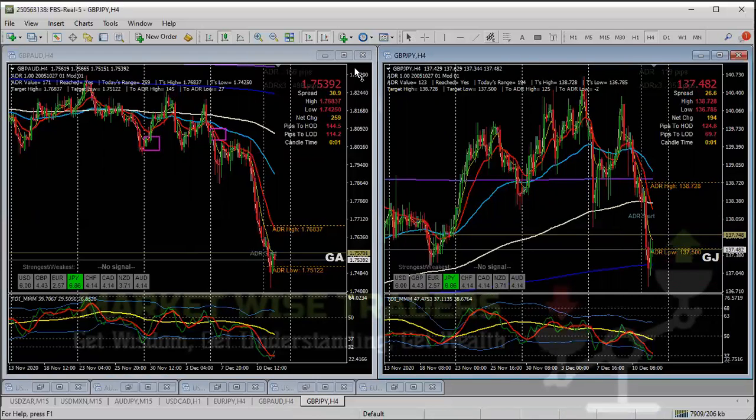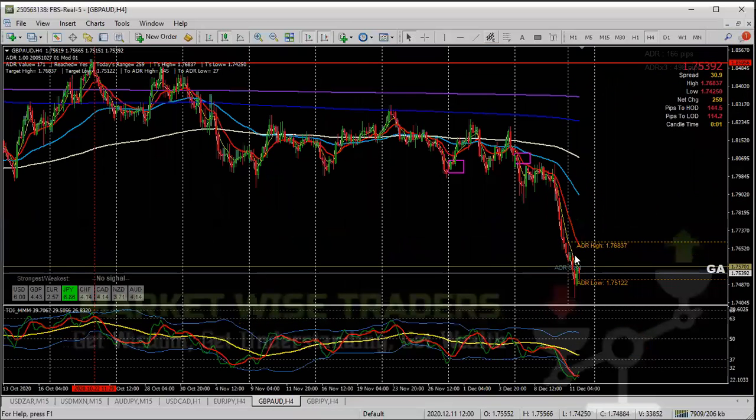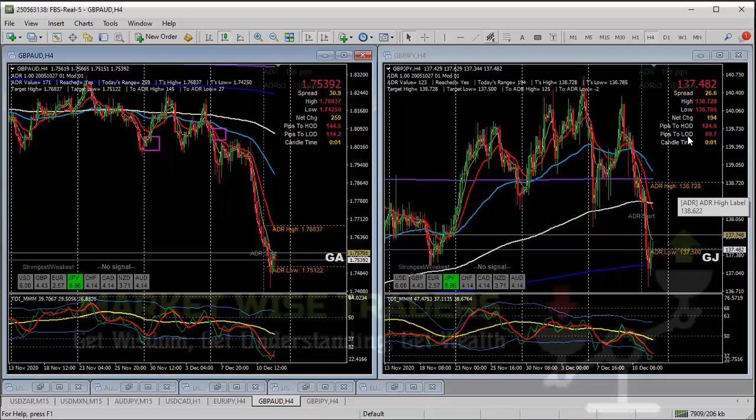But I think this pound Aussie is much clearer. I'm expecting he might chop around this week, or if he doesn't chop around, he's going to go up rapidly and then smash it down. Okay, that is pound Aussie.